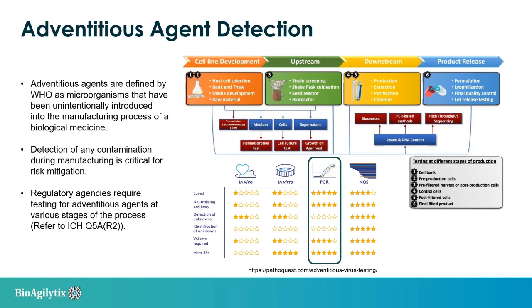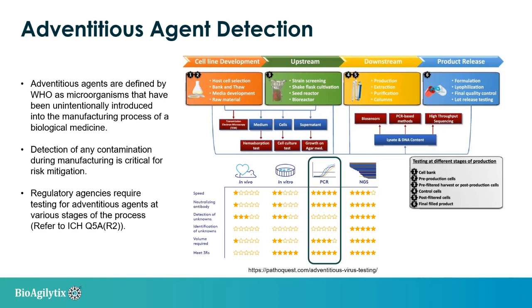As there's potential for these adventitious agents to cause serious harm to patients, manufacturers are required to strictly follow GMP guidance and regulations to ensure the risk is mitigated. Detection is critical for mitigation. Therefore, testing of adventitious agents is required at different stages of the manufacturing process, from the starting material to the final end product.